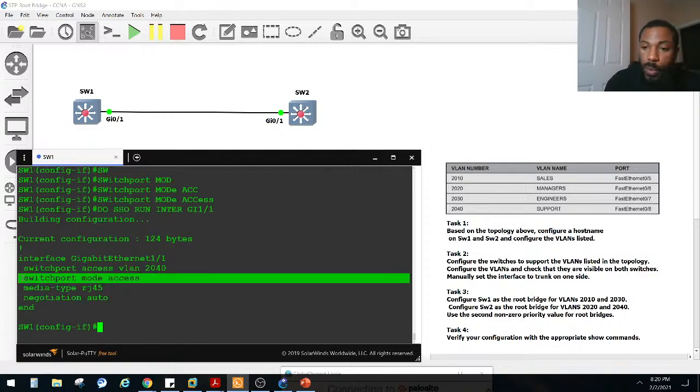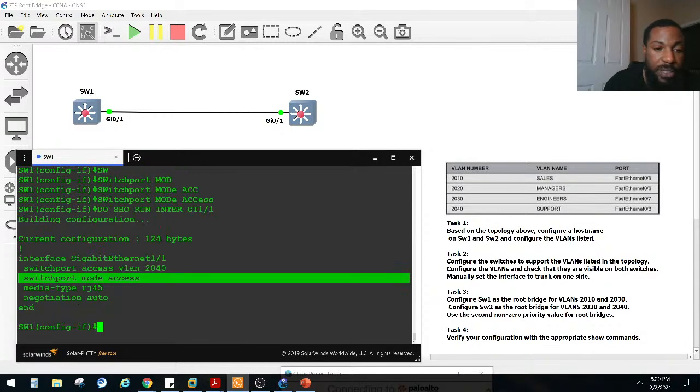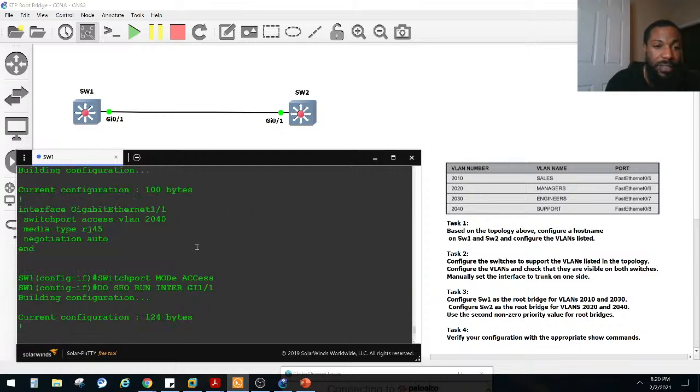I probably should do the rest of them as that as well, because they didn't say whether they wanted those, but it's good practice to do that. So even though we're not going to have anything connected to those ports, let me just do that.